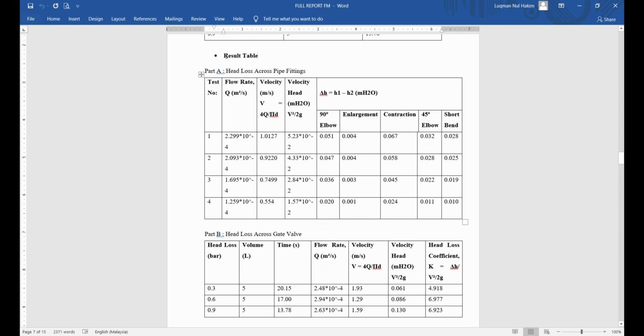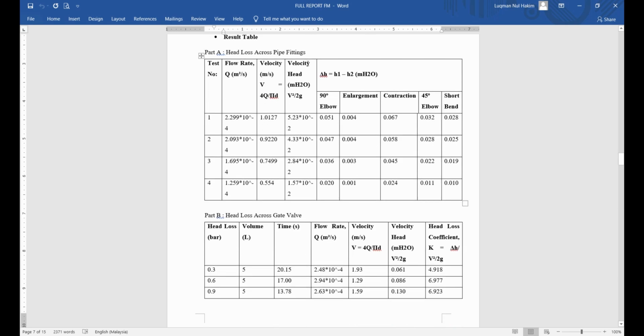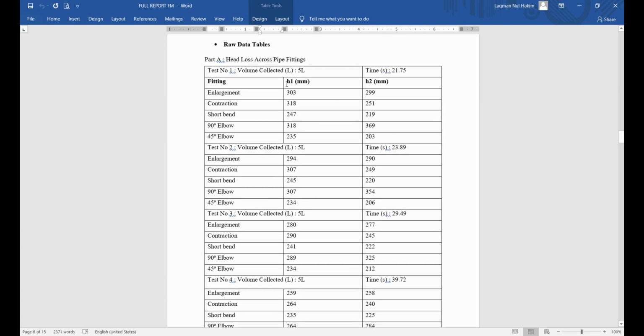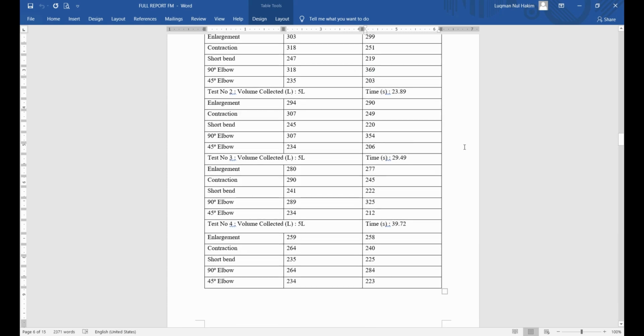And then we go to the result table. Same as the raw table, it has part A and part B. But the difference for the result table is we have calculated the flow rate, that is Q, the velocity, V equals 4Q over pi d squared, the velocity head equal to V squared over 2g, and then delta H, which is H1 minus H2.